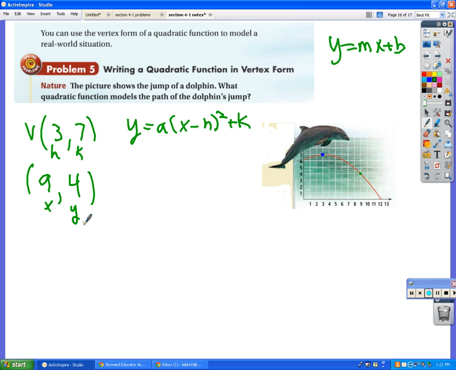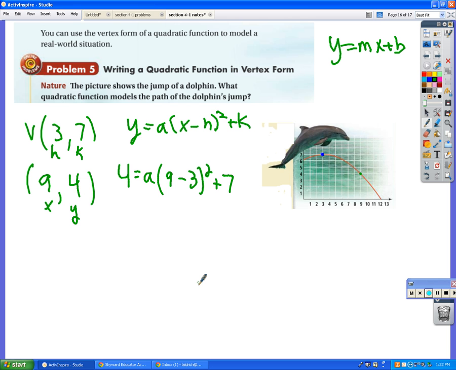All right, so now I'm going to rewrite this with those numbers in there instead. So instead of writing y, I will write 4. A is what I'm trying to figure out. Instead of writing x, I write 9. Instead of writing h, I write 3. And instead of writing k, I write 7. Okay? So all I did was I rewrote the vertex form of the parabola with numbers in there for the x and the y and the h and the k. All right? And now I'm going to solve this for a.